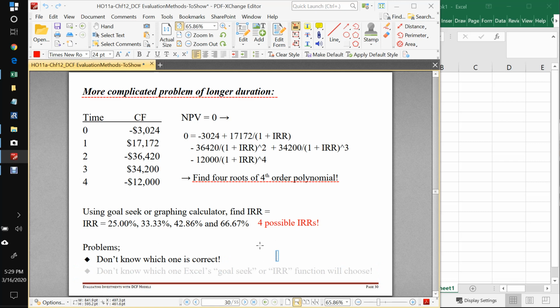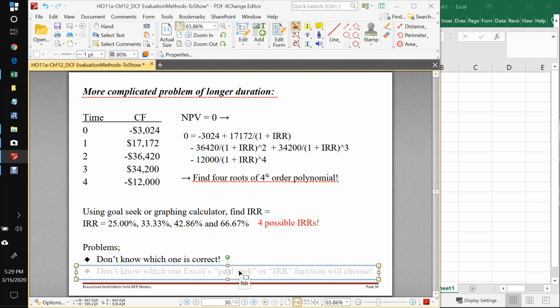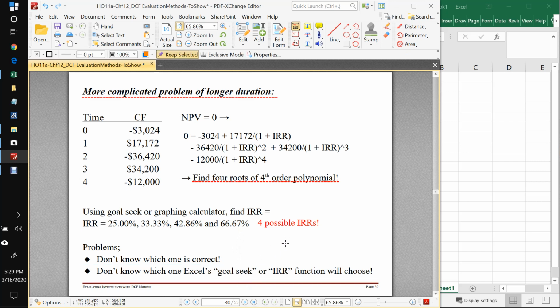And also, if we work with goal-seek, if we start near 66.67, goal-seek is going to converge to this one. If we start near 33%, goal-seek is going to converge to this one. So goal-seek is just going to converge to one of these. We won't even know where the other three are or how they exist or anything like that. So that's a big, big problem here.